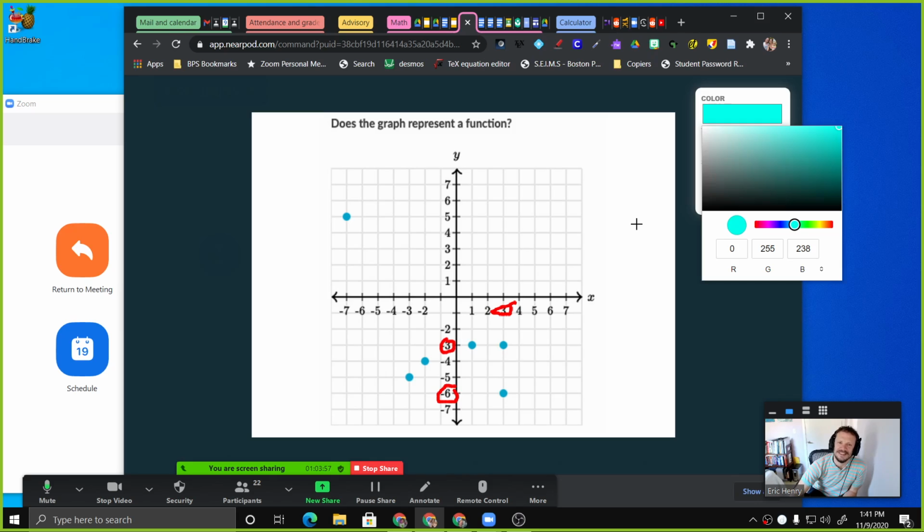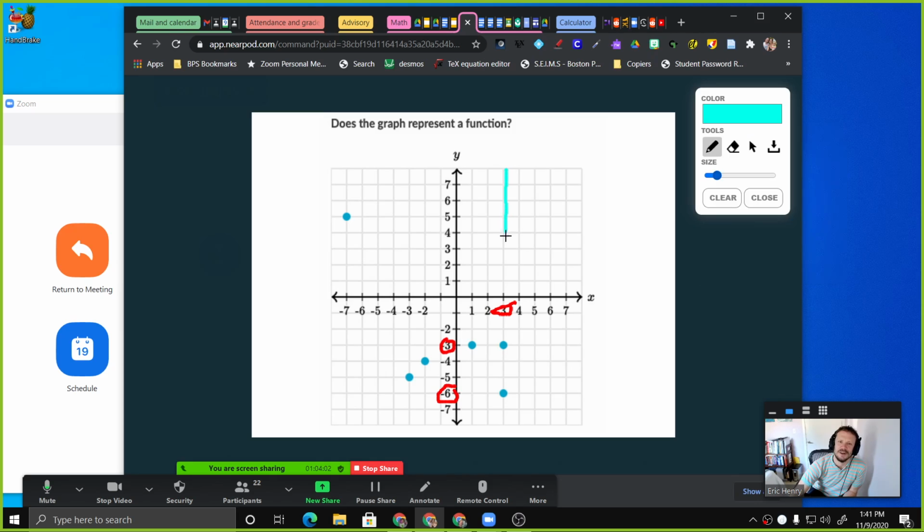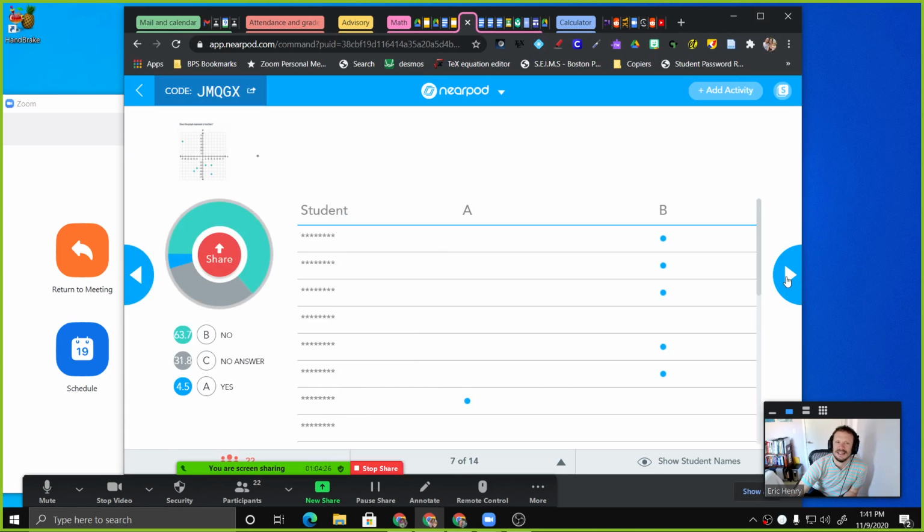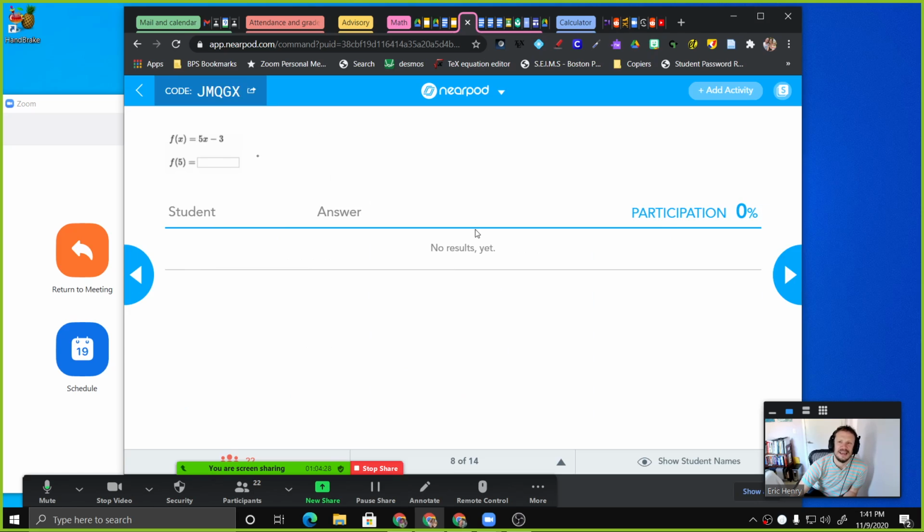Yes. What vertical line do I draw? Yeah, if I draw this vertical line, I picked a bad color for this. That aqua color goes through 2 points, right? If I draw the vertical line through the point (3, -6), it also goes through the point (3, -3). So not a function. Excellent.